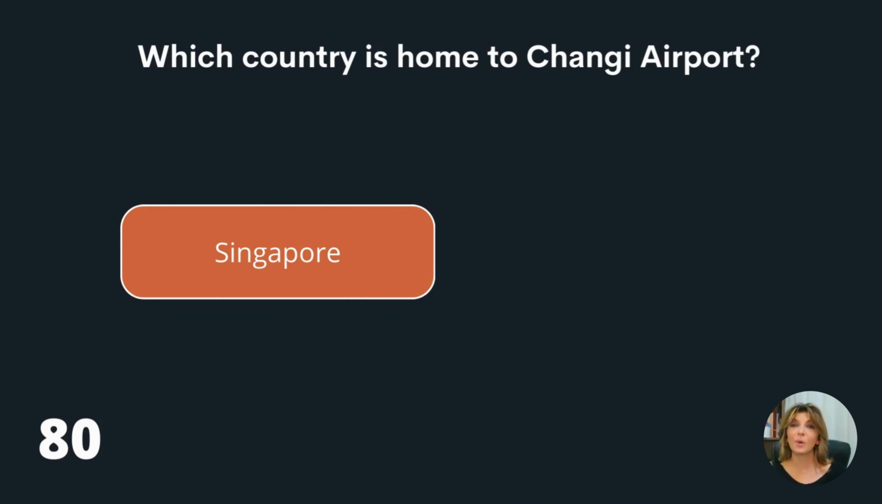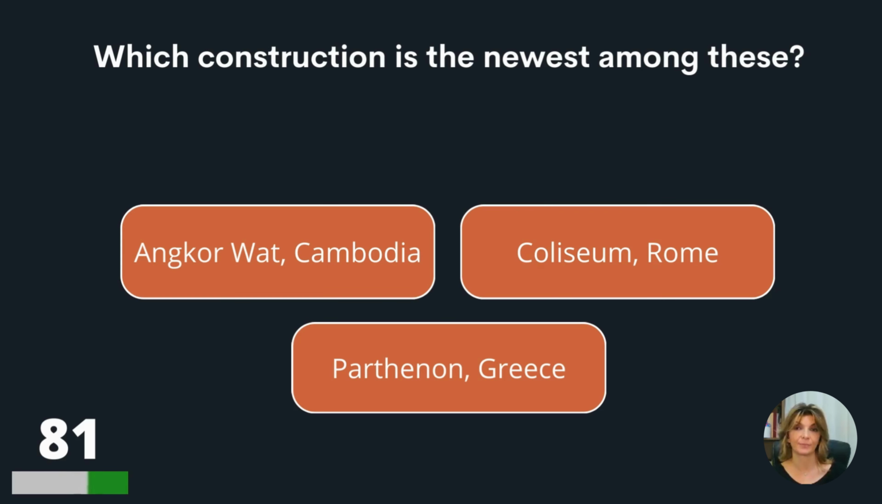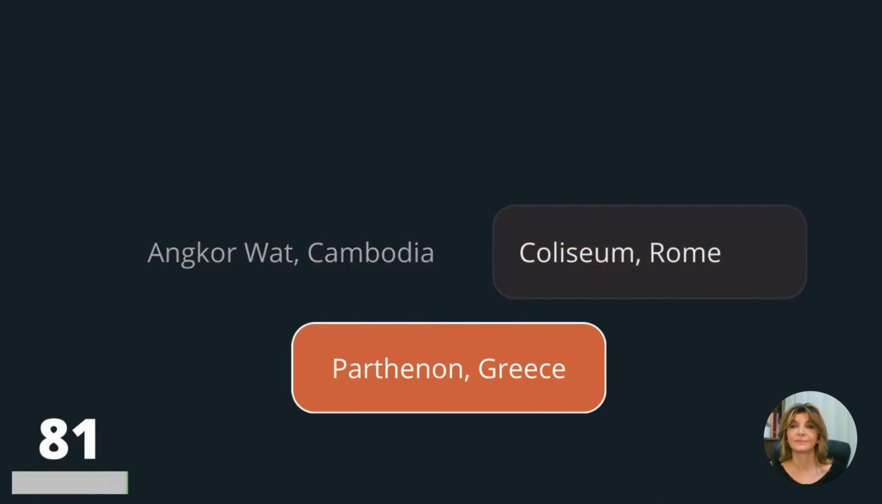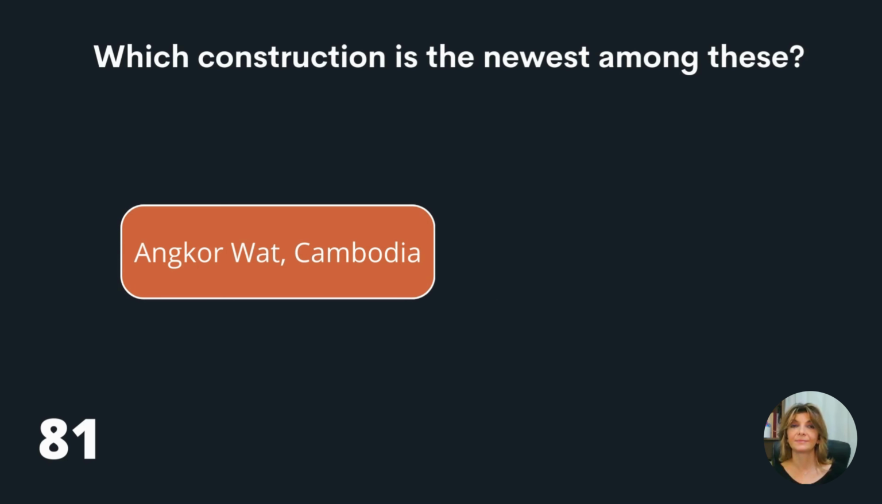Which construction is the newest among these? Angkor Wat, Cambodia, Colosseum, Rome, or Parthenon, Greece? Angkor Wat, Cambodia.